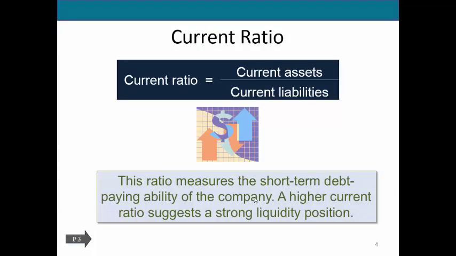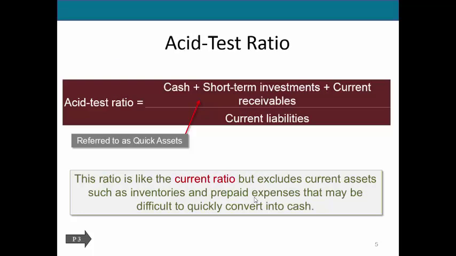Next, we're going to look at the current ratio. The current ratio is really just another way to express our working capital. So the current ratio looks at the ratio of our current assets over our current liabilities. And this is again telling us, do we have the current assets on hand in order to pay off current liabilities as they're coming due? The higher this ratio is, the stronger or the more liquid a company is considered.